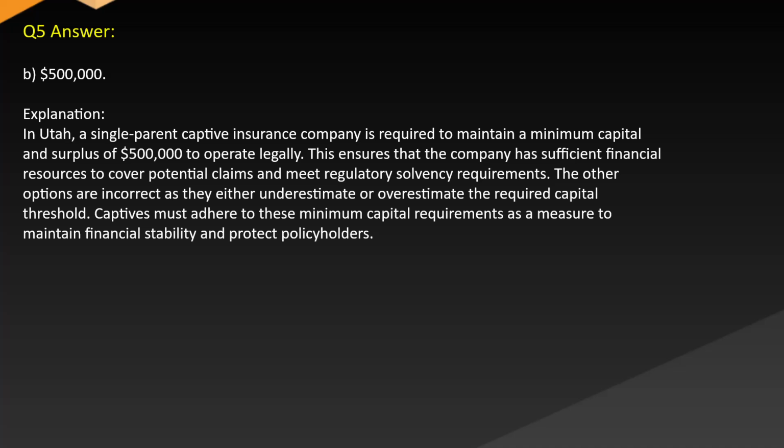Answer. B. $500,000. Explanation. In Utah, a single-parent captive insurance company is required to maintain a minimum capital and surplus of $500,000 to operate legally. This ensures that the company has sufficient financial resources to cover potential claims and meet regulatory solvency requirements. The other options are incorrect as they either underestimate or overestimate the required capital threshold. Captives must adhere to these minimum capital requirements as a measure to maintain financial stability and protect policyholders.